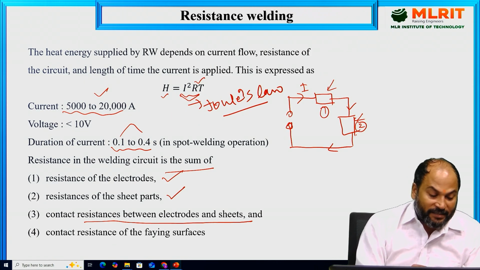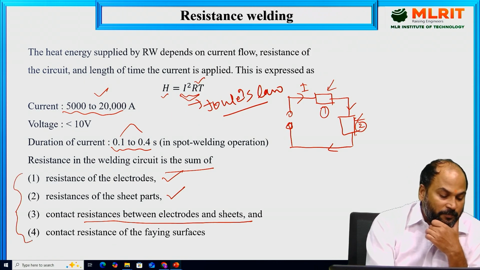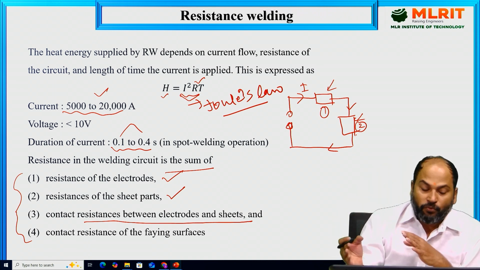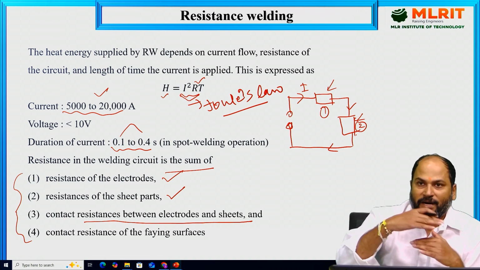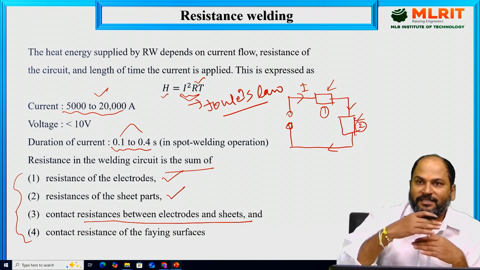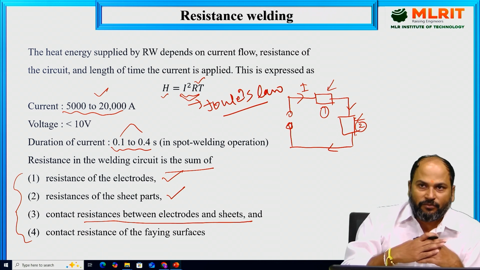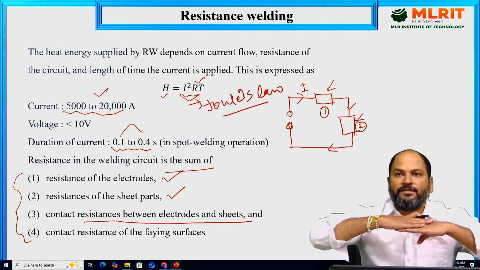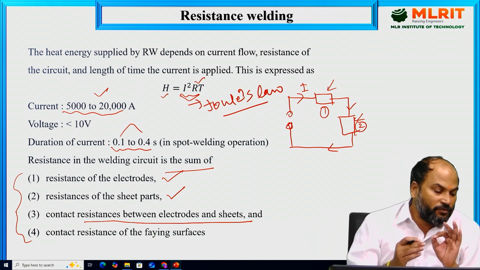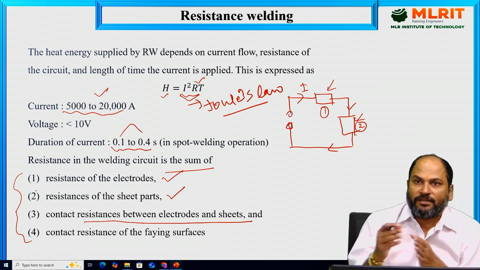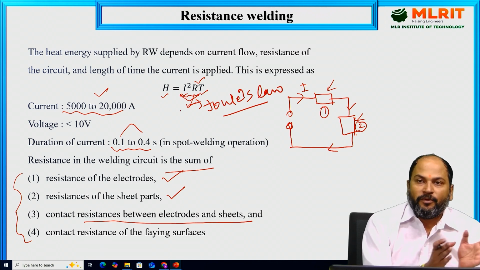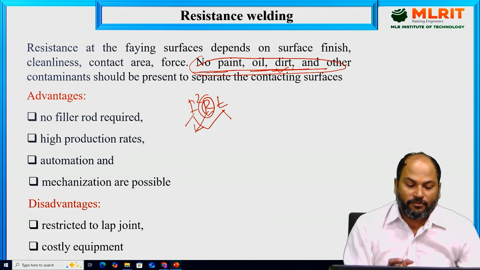If we are taking the resistance of the circuit, only these four things will play their role. What are those four things? The electrodes that we are using at the top and the bottom, their role will be there. The resistance of the sheets or parts that we are going to weld together, the contact resistance between the electrode and the part, and the last one is the contact resistance between the faying surfaces, these two surfaces which we are going to weld together. We need to keep that in mind. If only these four things play their role in the resistance, then the two parameters, current and time, will be properly chosen, and whatever welding we do will be up to the mark.